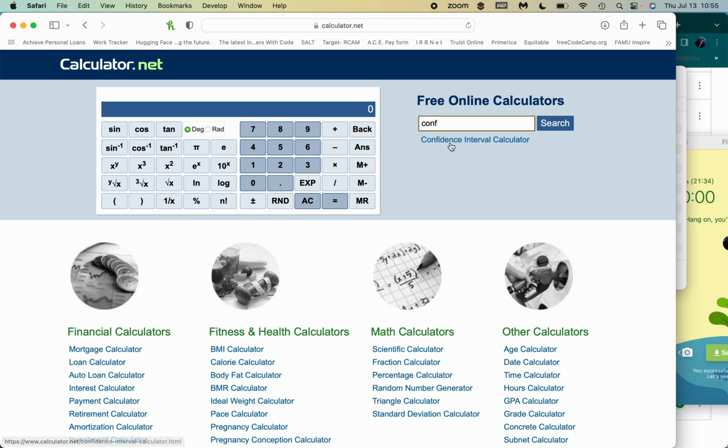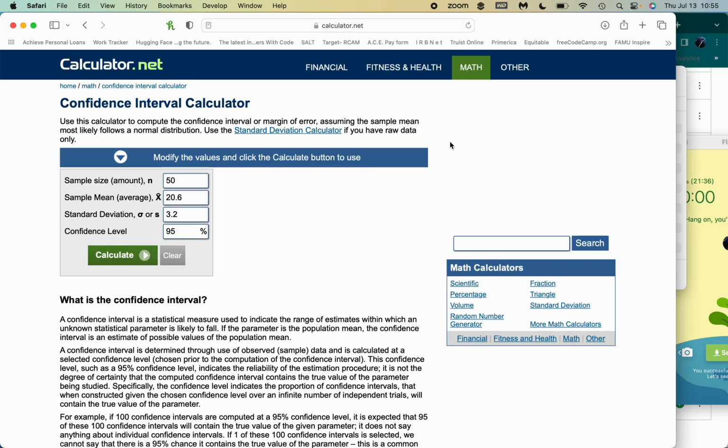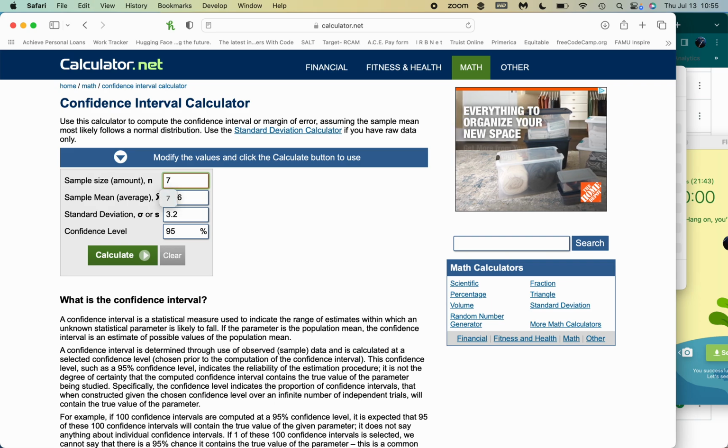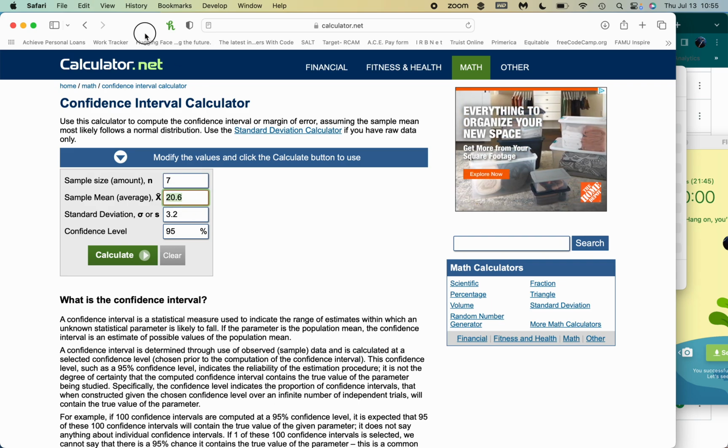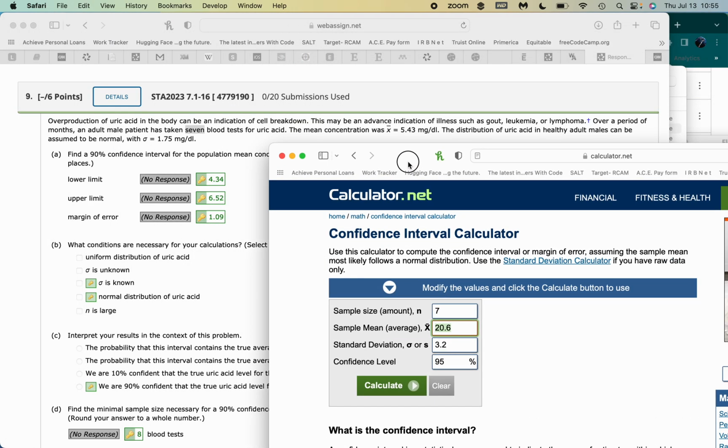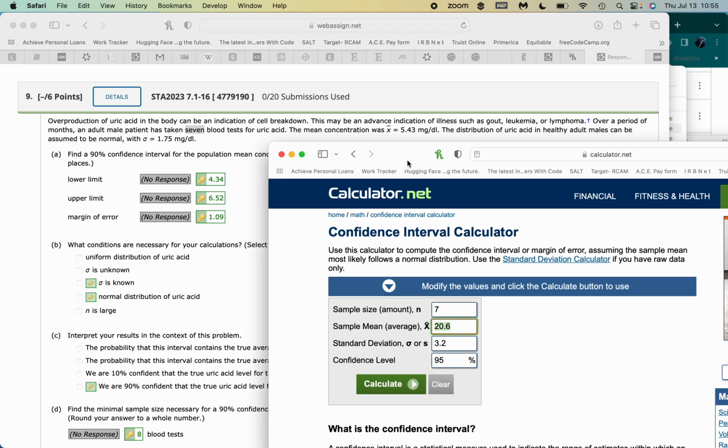Remember that the Z confidence interval does not work with your standard normal. You put in your sample size of 7. You put in the mean of 5.43. You put in the standard deviation of 1.75, and then you put in the confidence level, 90%.